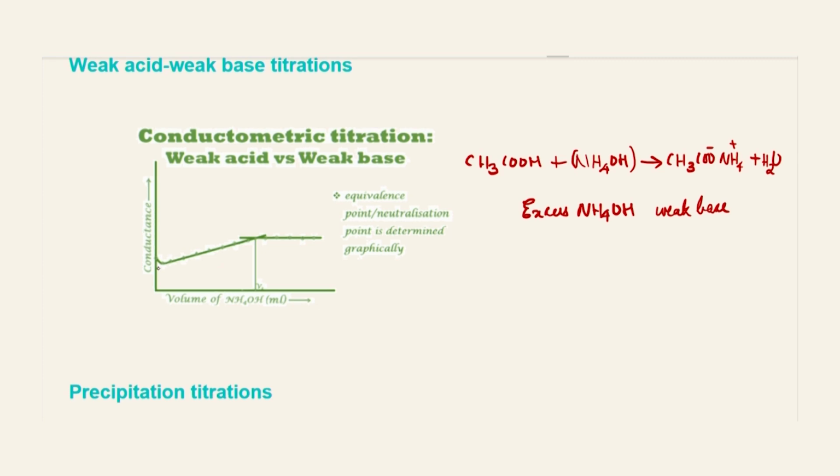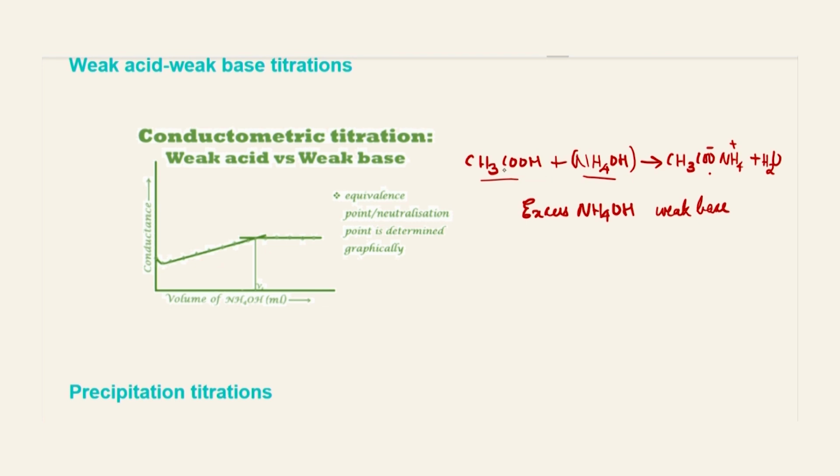Now, in the beginning you can see there is a dip in the curve. This is because when we add ammonium hydroxide to acetic acid, ammonium acetate is formed, which is ionized as acetate and ammonium ions. This prevents the ionization of acetic acid and ammonium hydroxide due to the common ion effect.